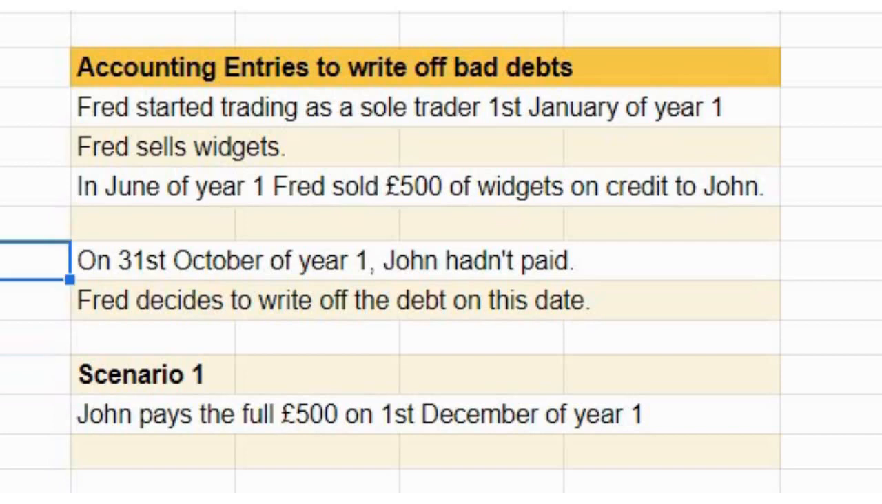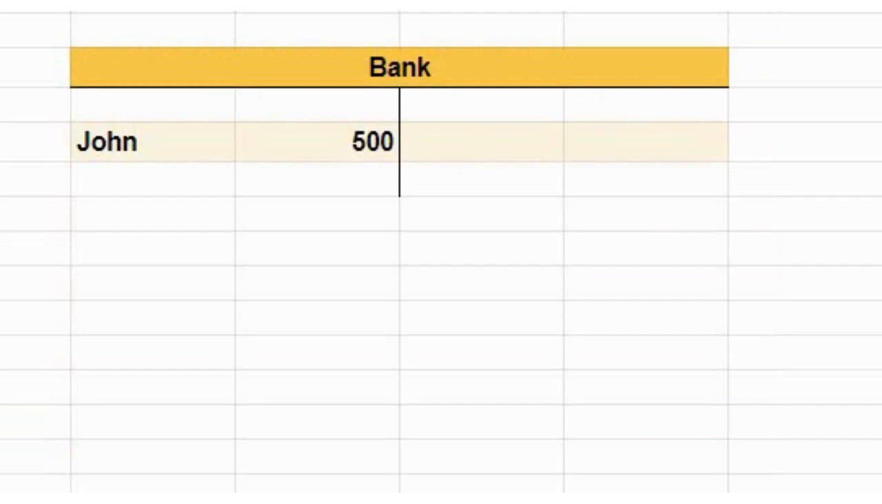Remember, at the end of October, Fred wrote the debt off, but in December, on the 1st of December, for some unknown reason, John pays Fred the full £500. What are the accounting entries for that? Well, there are two methods to deal with the accounting entries for scenario 1. But let's start with receiving the money.